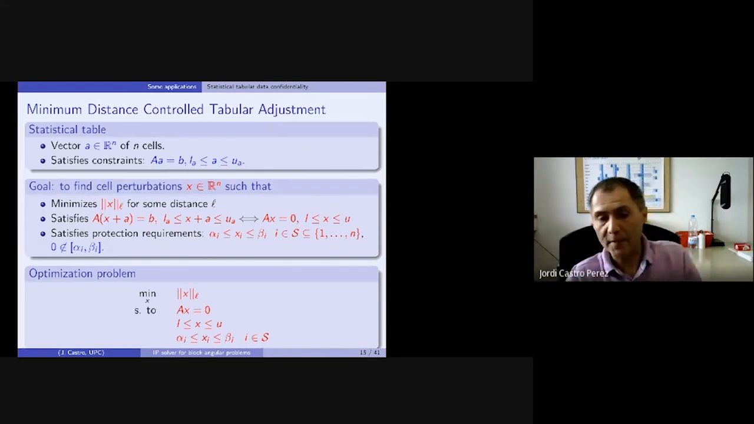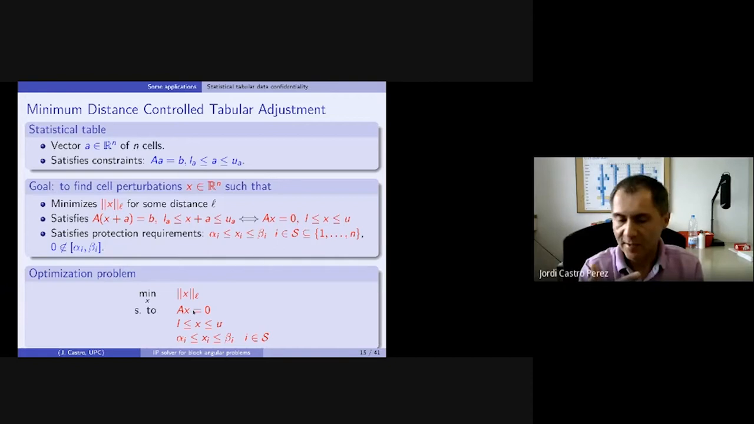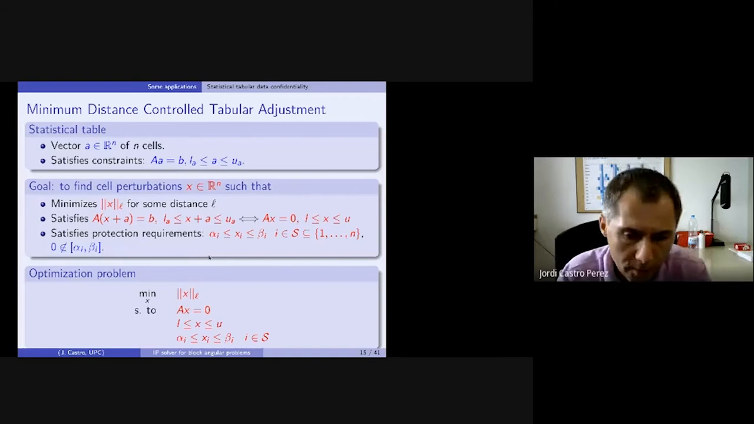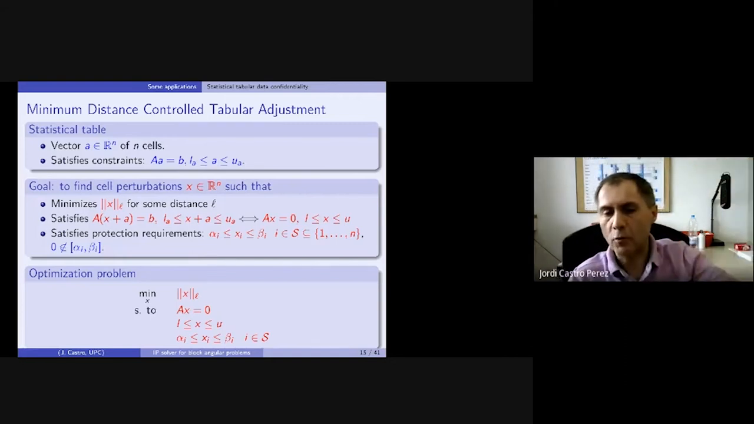So the final optimization problem is the following. Minimize the norm of the perturbation subject to Ax equal to zero. That guarantees that the perturbation will satisfy the constraints of the table, and x, the perturbations, have to be between some minimum and maximum values, okay? That's the problem. So this problem, in some cases, has a block angular structure, so we can apply our algorithm.